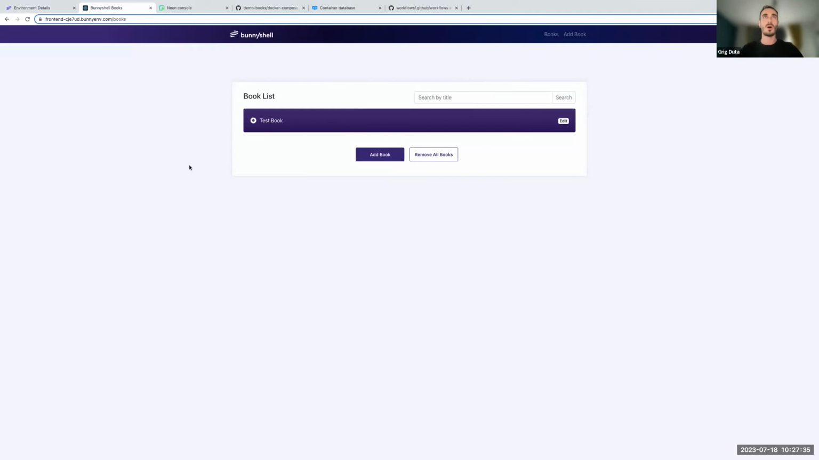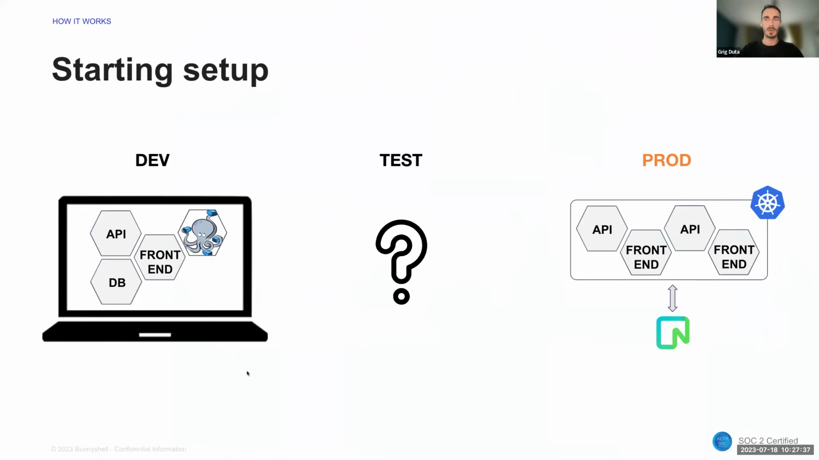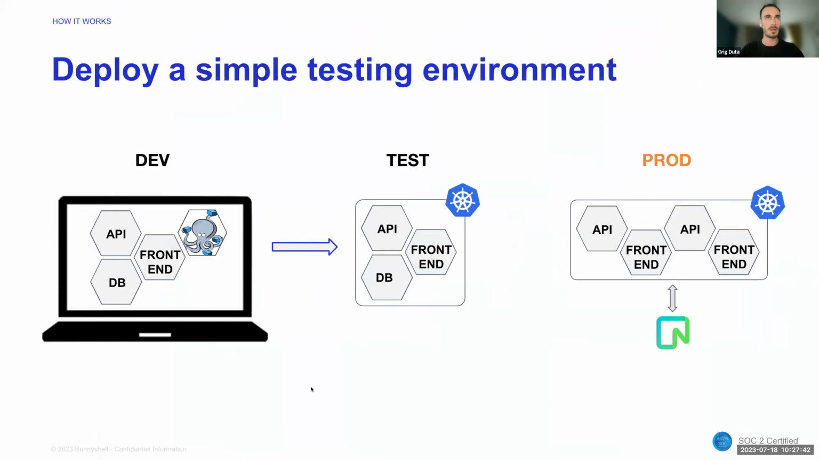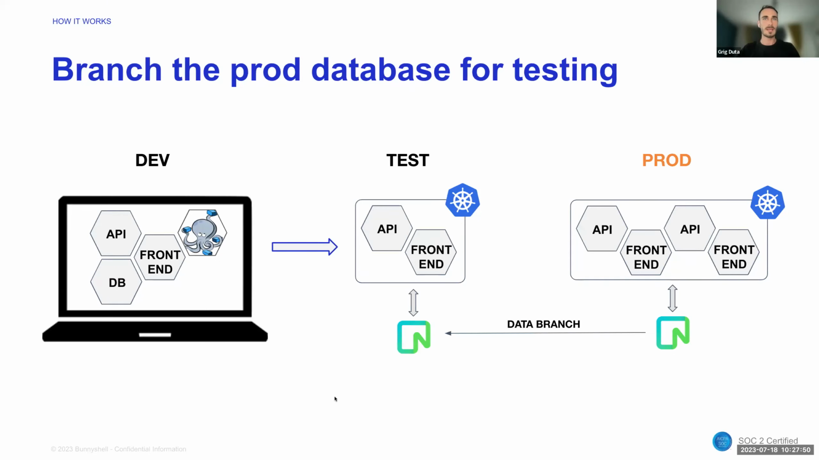Now for the second part of the webinar, I hope everything makes sense, by the way, up until now. This is what we did just now. We deployed this testing environment on Kubernetes. Now on the next step, we will replace the database container with a Neon branch, and we will have the production data from the production environment in our testing environment.